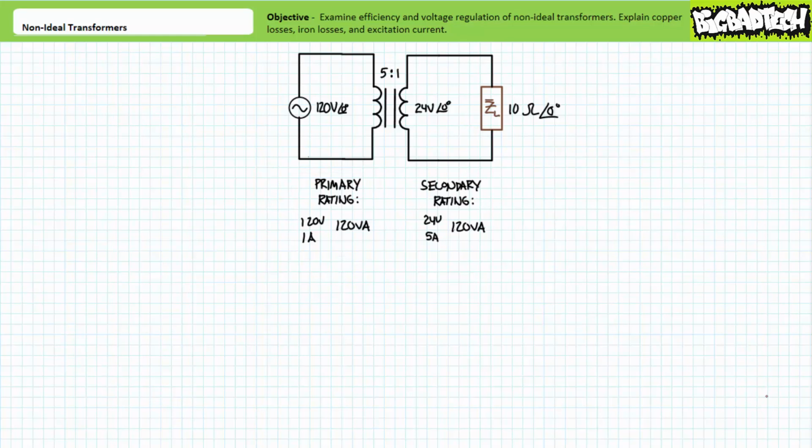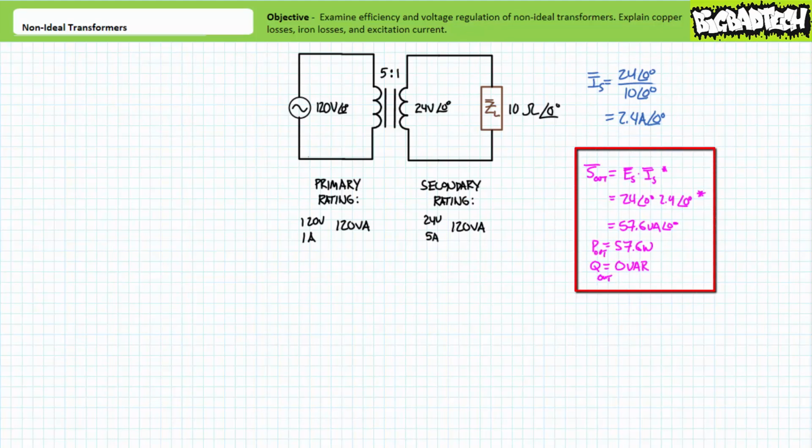Let's first perform an analysis of the secondary output. When 24 volts is applied to a 10 ohm resistive load, Ohm's law demonstrates that the current through it will be 2.4 amps at an angle of 0 degrees. Given these conditions, the power equation demonstrates that the load will consume 57.6 volt-amperes of apparent power, all of which is being directed towards 57.6 watts of real power, and none of it towards a reactive interchange. This is well inside the operational range of the secondary winding's rated current and rated power.